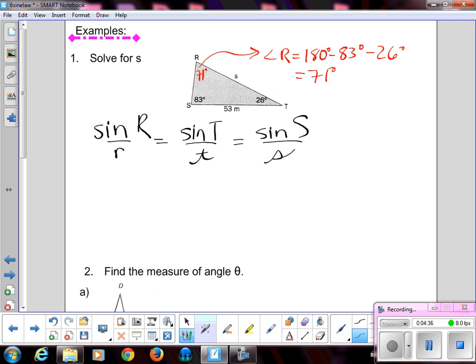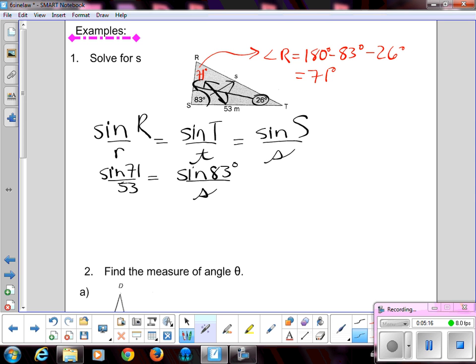Now I probably don't need all three parts of the ratio, because first of all, I know my r's are going to go together. So I know I have sine of 71 over 53. And then t. Well, am I interested in t? Well, I don't know side t and I don't have to find it, so I'm just going to leave it out completely. Now, if I look at S, I can see that I have 83, and I need to use it to find side s. So that's the first thing I'm going to do. So I have sine of 83 over little s.